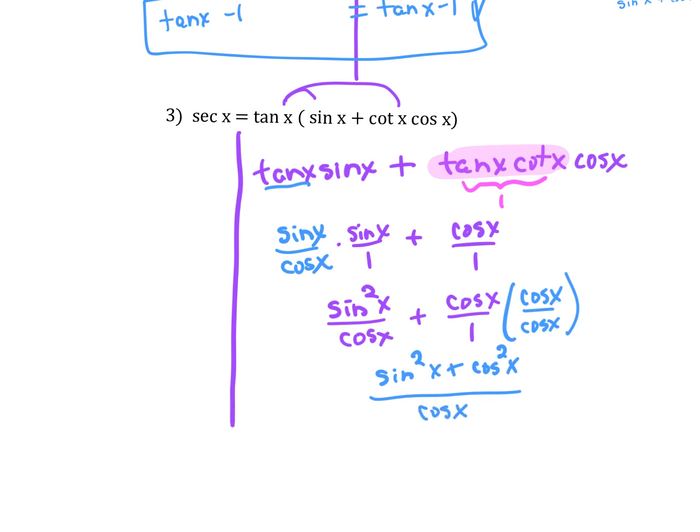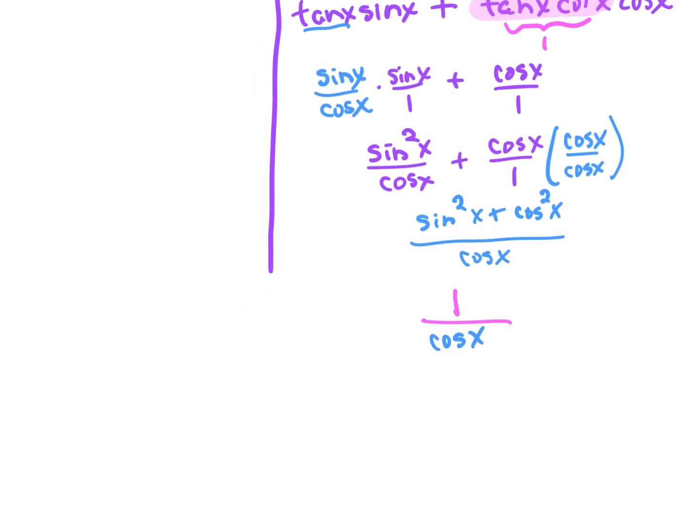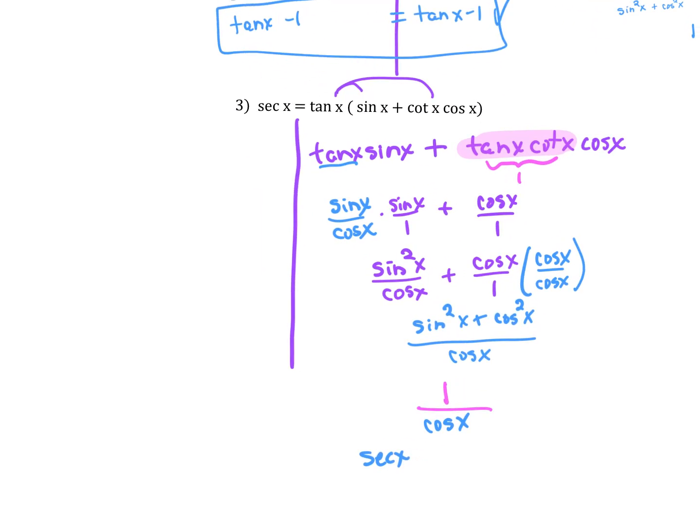And once again, we've got Dina's identity, right? Sine squared x plus cosine squared x. We know that's equal to 1 over cosine x. And guys, what's that equal to? 1 over cosine x is secant x. And what did we want this to be equal to? That's what we wanted. So we are done.